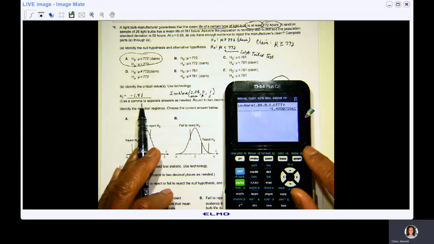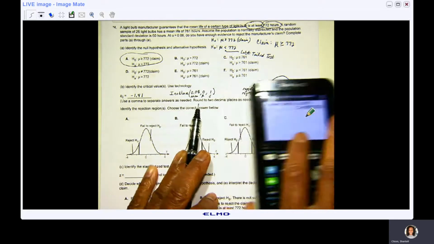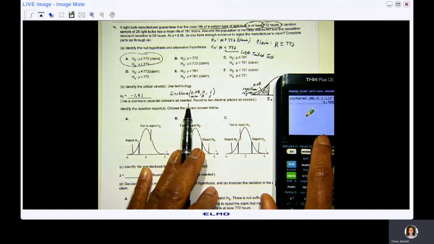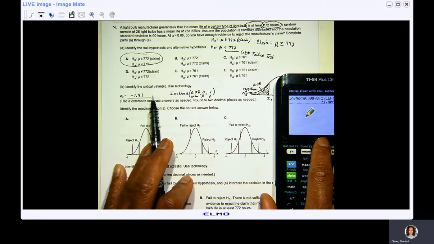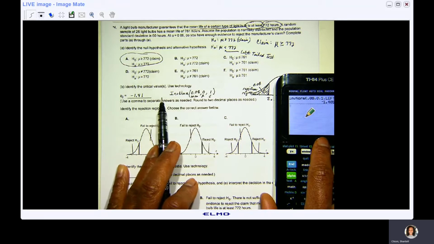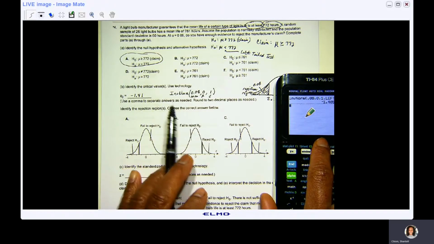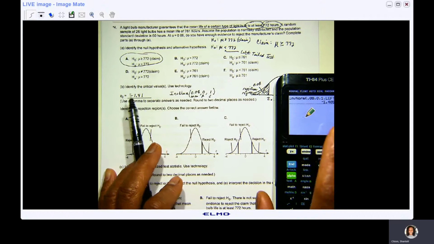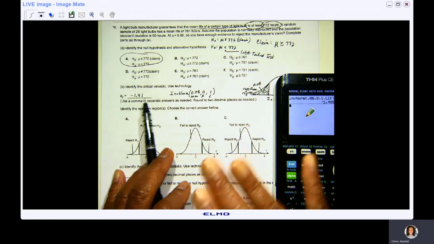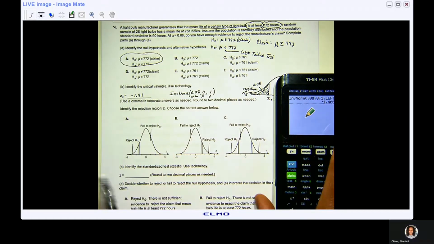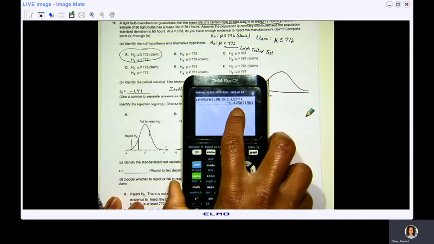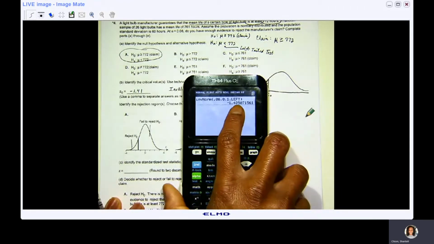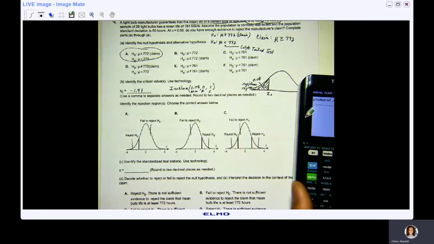Now, if this had been a two-tail test, you see how it says use a comma to separate answers as needed. If this had been two-tail, you would have written negative 1.41, comma, positive 1.41. That's what they mean there. But we only have one, so we just type negative 1.41. I rounded that to 2 decimals, which meant that the 0 went up to a 1 because the 5 follows it.